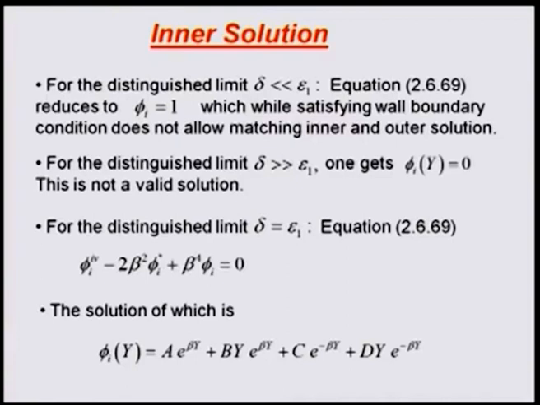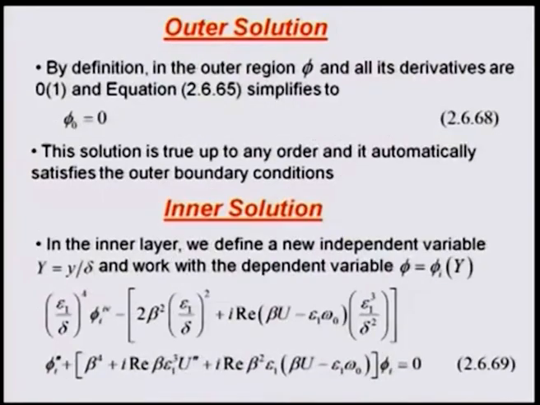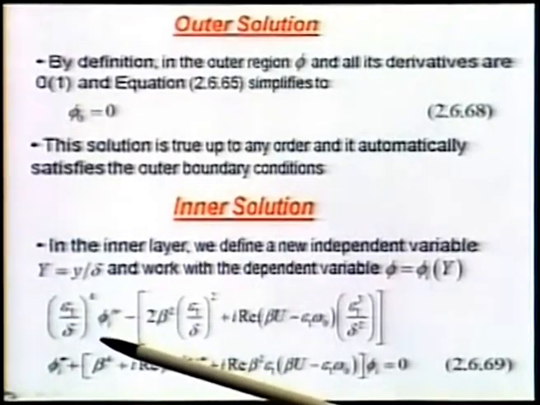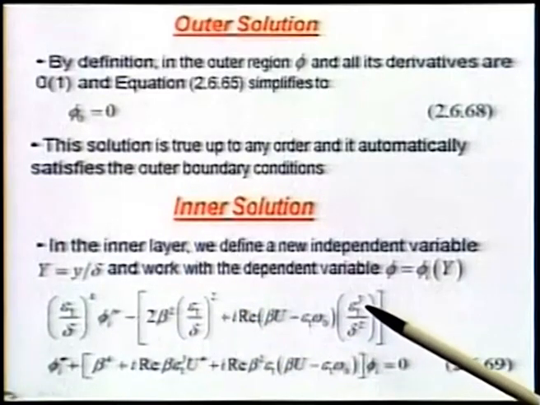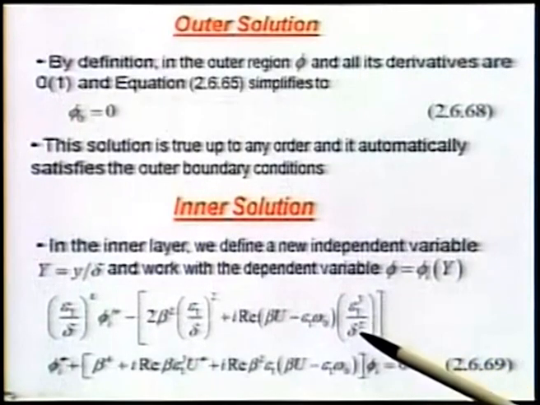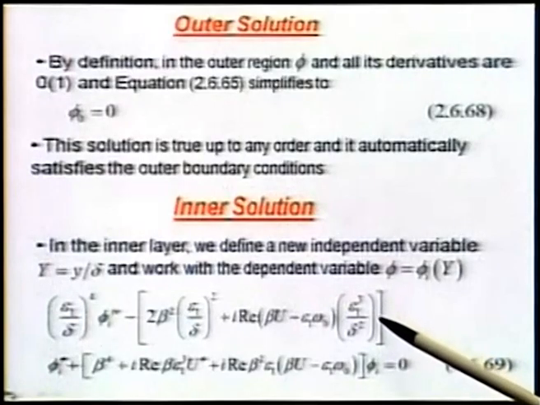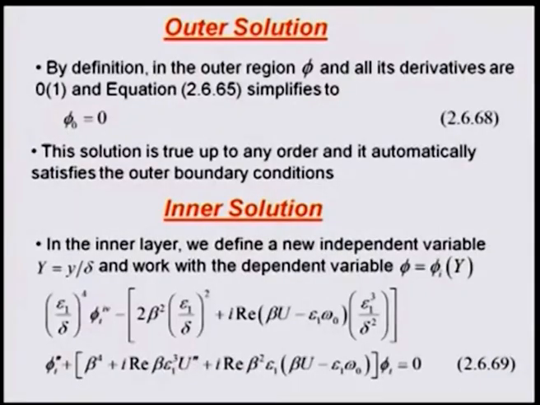Now, if you again take a look at the governing equation, you see that there are other possible pairings. For example, we could have epsilon 1 equal to delta. Then what happens? This is order 1 quantity. This part is order 1 quantity. What about this part? This will go to 0 because I can write it as epsilon 1 square by delta square, that is order 1 times epsilon 1. So, epsilon 1 going to 0, so that will not survive.